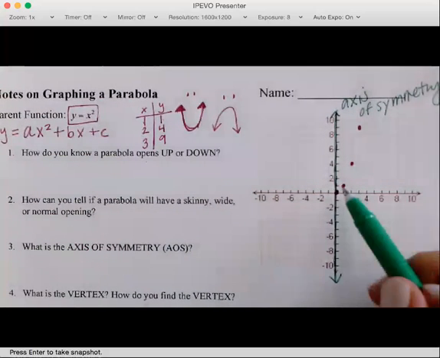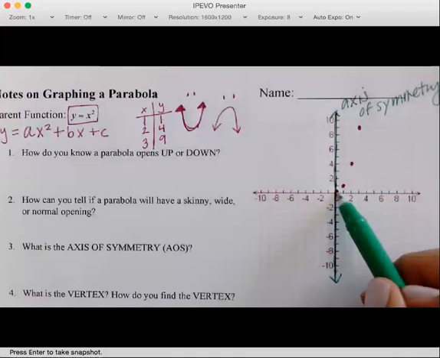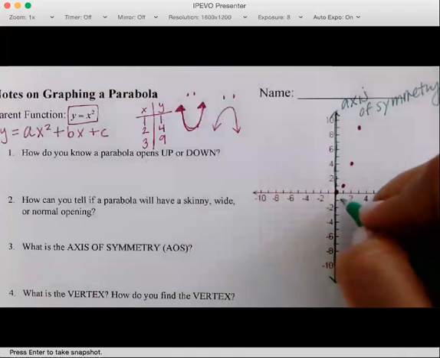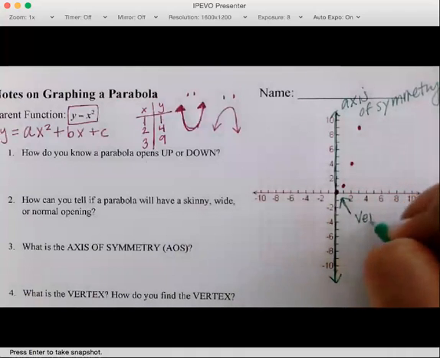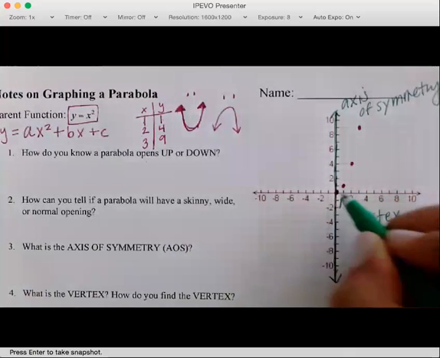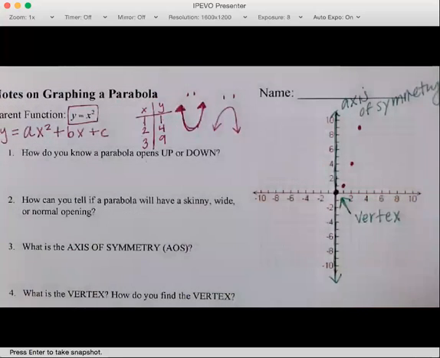Okay, and that line is where the vertex is. The vertex, and I'll put the name of that right here, is the starting point of our parabola. And whether it's going up or going down, it's where that curve starts or where that curve happens, okay?